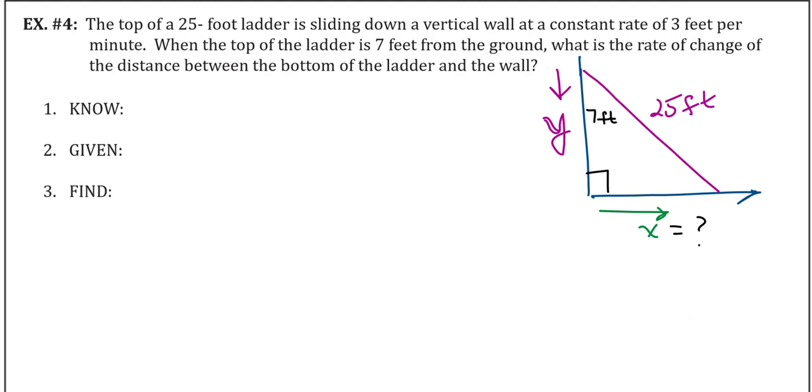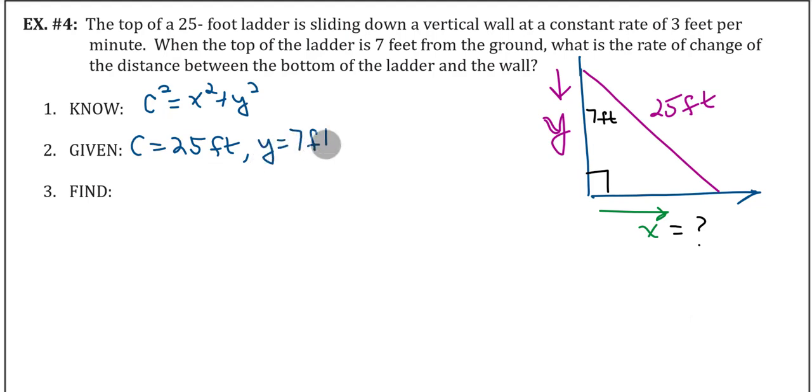So the equation we're going to use is the Pythagorean theorem: c squared equals x squared plus y squared. We are given c is 25 feet. We are given a specific y is 7 feet. And we're given the rate of change of y. It's sliding down the wall at a rate of -3 feet per minute. So we need to find how fast it's moving along the ground. So that is our dx/dt.